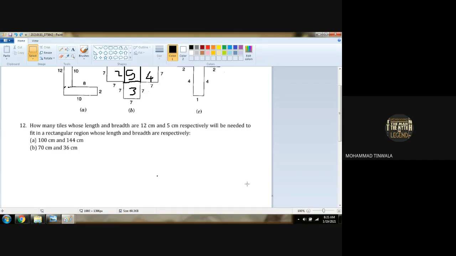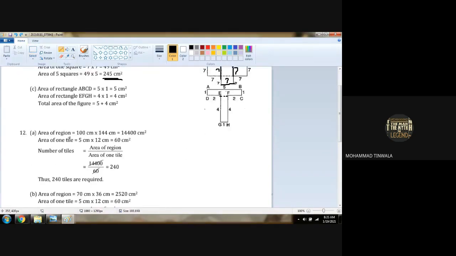Very easy sum. Come to the answer column. Area of region, first sum, number A. Length is given as 100 and breadth is given as 144. So length into breadth is 14,400 square centimeter. Yes or no? This is the area of region. Now the area of one tile is 5 centimeter into 12, that is 60 centimeter square. That is the area of one tile.